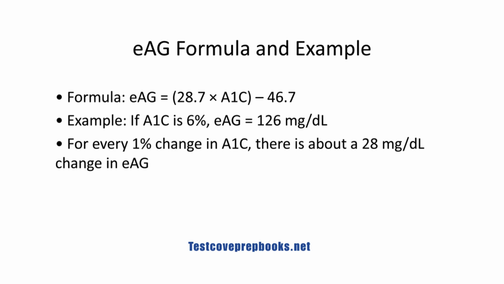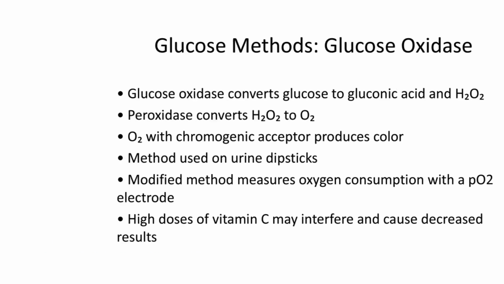For example, if the A1C is 6%, the EAG comes out to 126 milligrams per deciliter. A useful rule of thumb is that for every 1% change in A1C, there is an approximate change of 28 milligrams per deciliter in EAG.